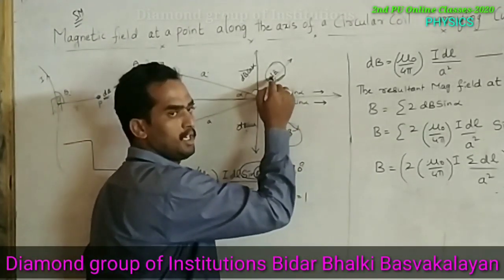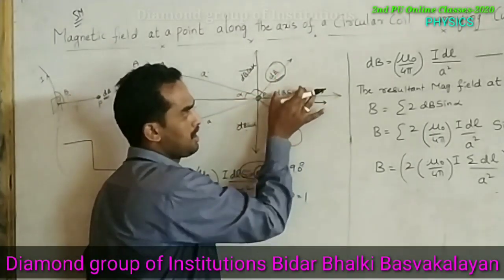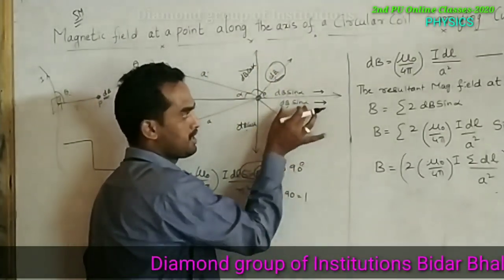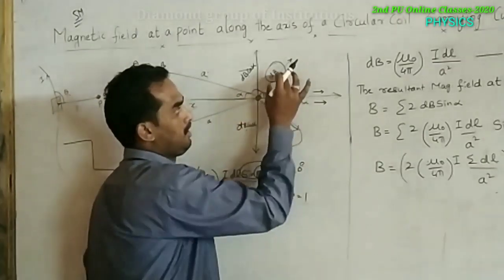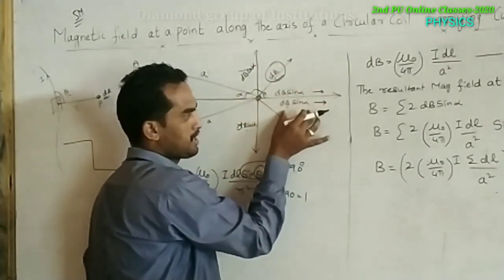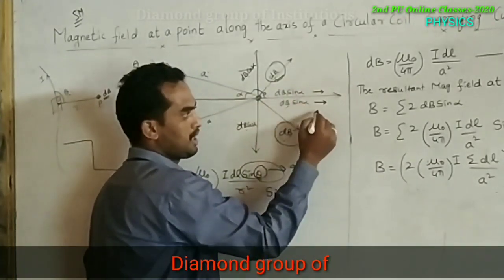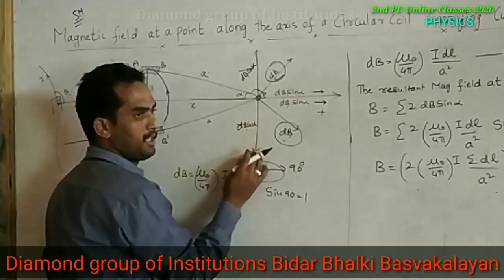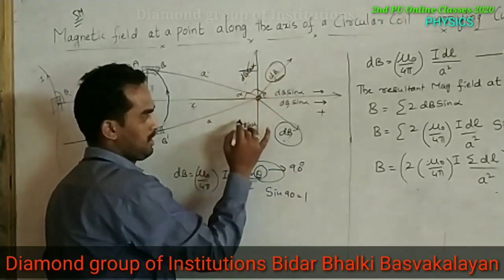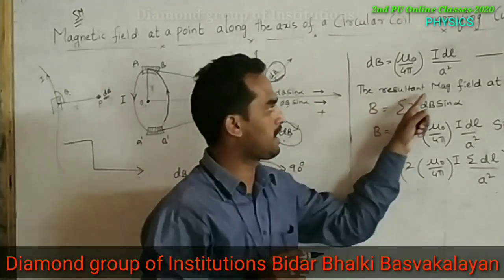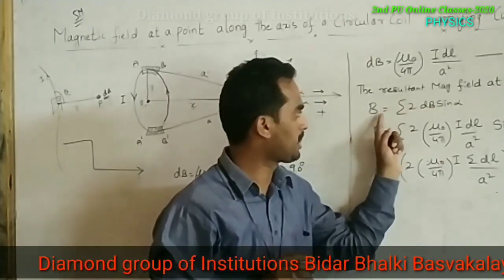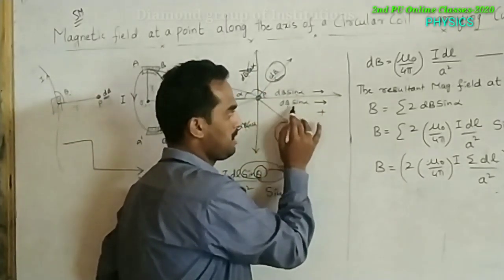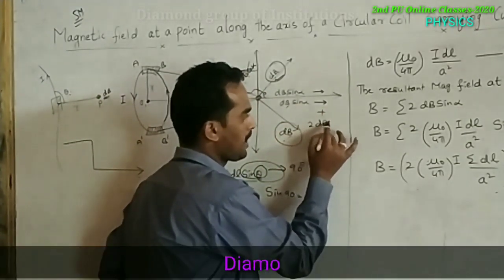Each dB is divided into two components, dB sin alpha and dB cos alpha. The dB sin alpha components are in the same direction, so they add, whereas the dB cos alpha components are equal in magnitude and opposite in direction, hence they cancel each other. We want the resultant magnetic field, so B becomes the summation of 2 dB sin alpha, that is, dB sin alpha plus dB sin alpha.